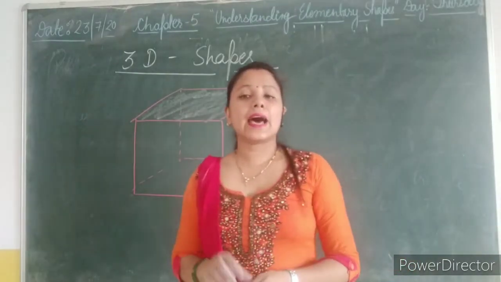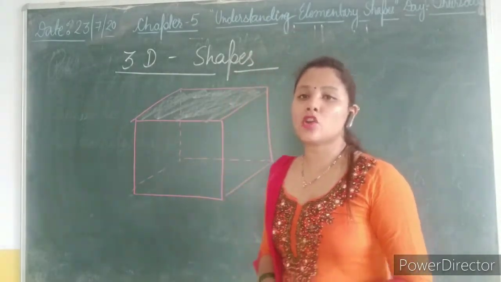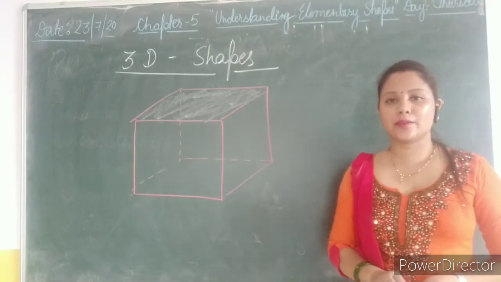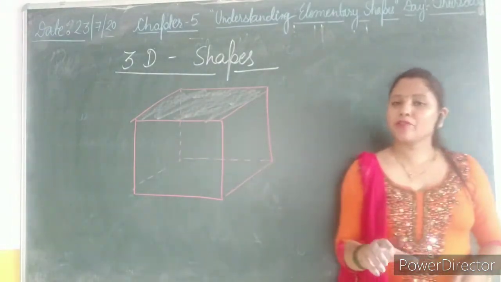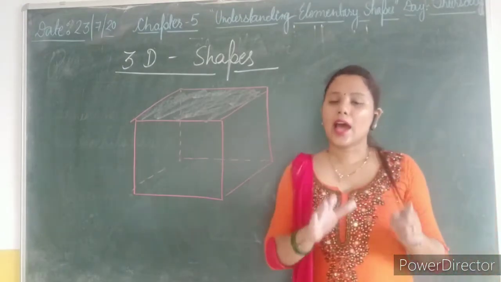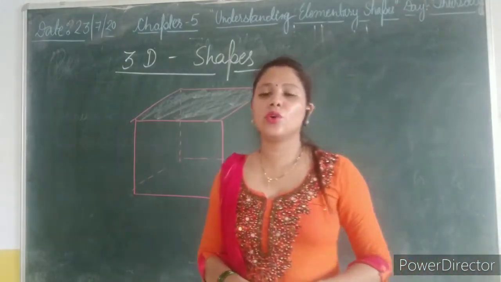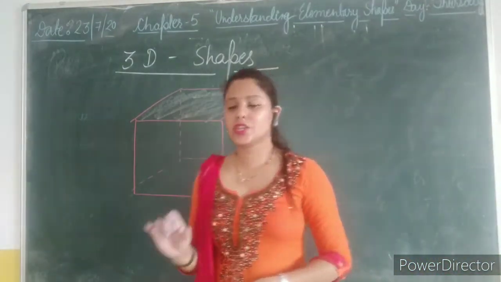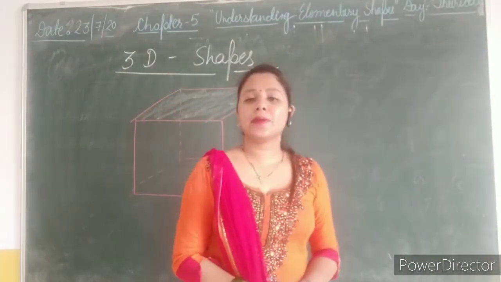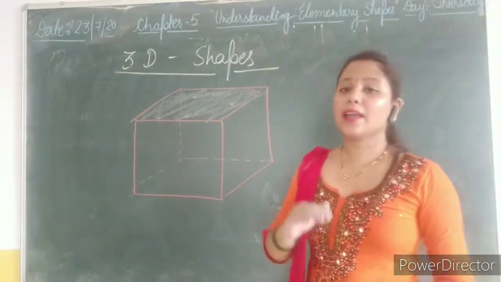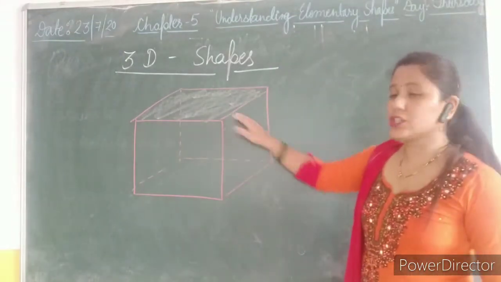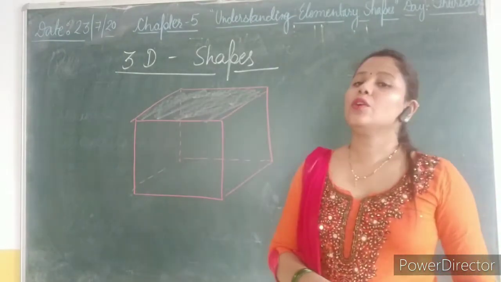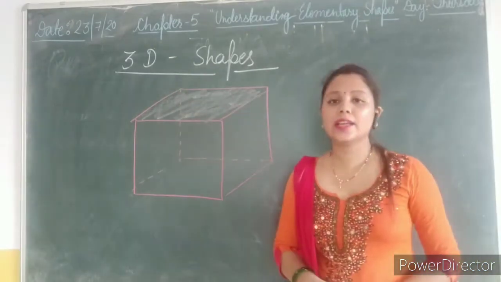So students, our next and last topic is 3D shapes. Okay, so what is the meaning of 3D shapes? A shape which has length, height and breadth also, that is your 3D shape. ऐसी shape जिसमें length, breadth और height तीनों included होती हैं, उन्हें हम क्या कहते हैं, 3D shapes.